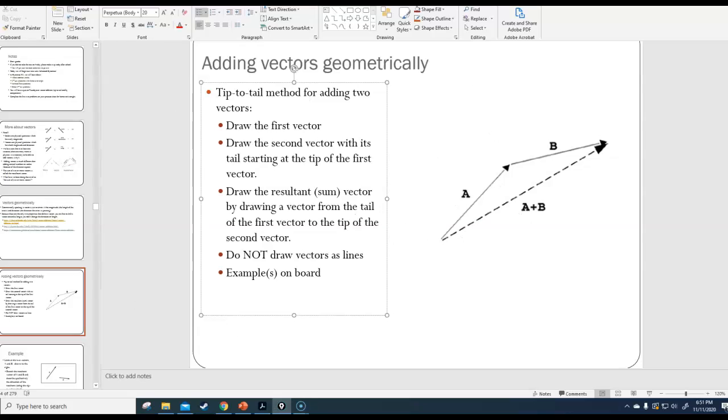Okay, so hopefully you have a sense for how to add vectors geometrically using the tip-to-tail method. In the next video, we will look at adding vectors using the component method, which is much more labor intensive and much more quantitative and accurate.